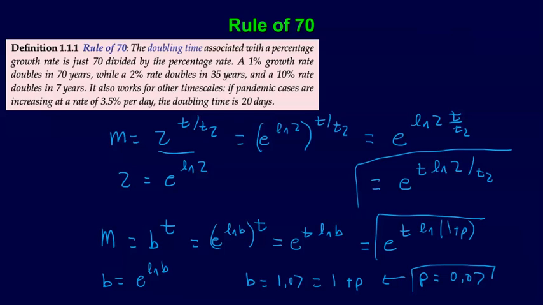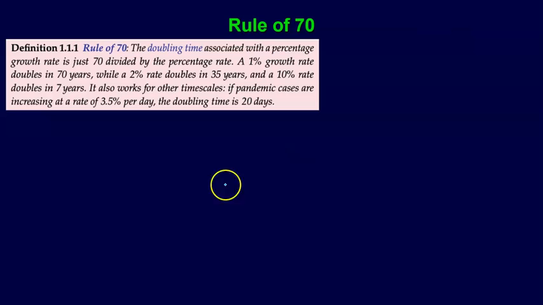So we got these two exponential ugly looking things, but they equal the same thing, this m. So what we're going to do is go ahead and set those two things equal. And so what's that going to look like? Well, it's going to look something like this here. It's going to be e to the t natural log of 1 plus p. Then that's going to equal e to the t natural log of 2 divided by that t to the doubling time.